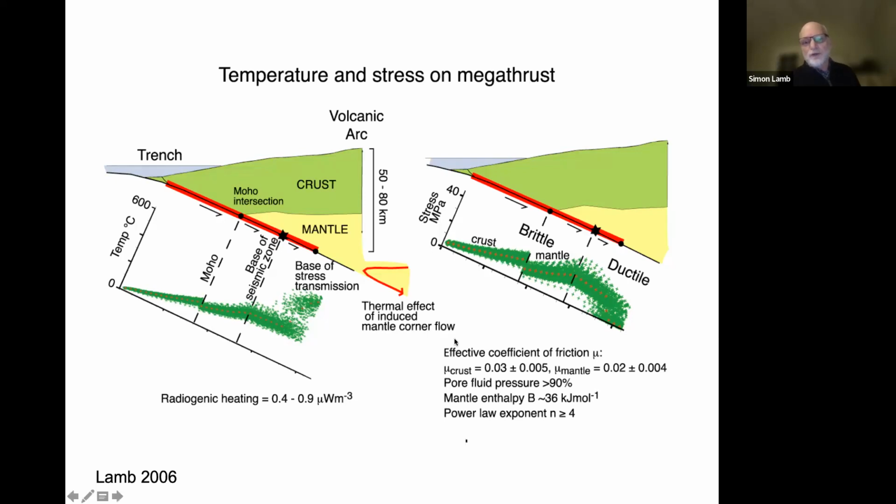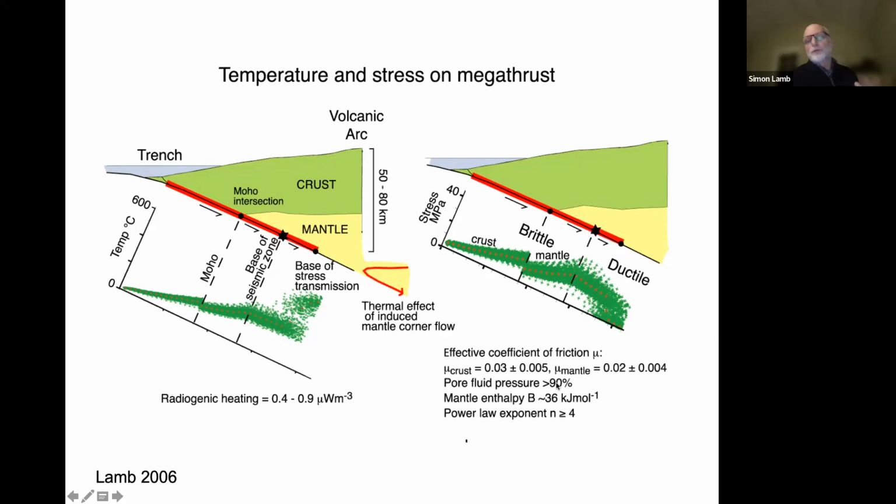So you're talking about effective coefficients of friction of 0.03. If you think of a typical friction that one is taught in some undergraduate courses, 0.6, 0.7 for dry rock, in reality, in the Earth, frictional systems behave as though they've got a coefficient of friction which is at least an order of magnitude less than that. And you can explain that by very high pore fluid pressure.